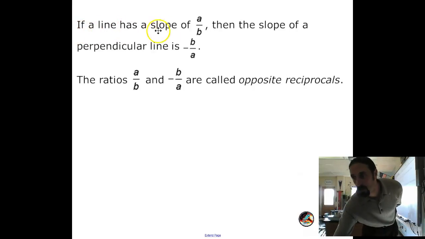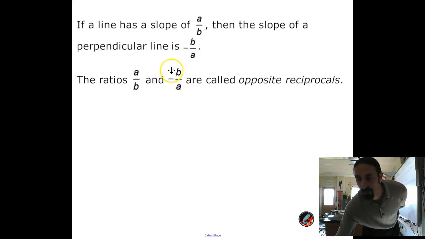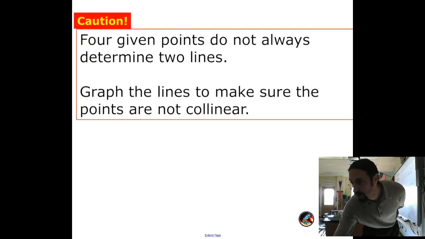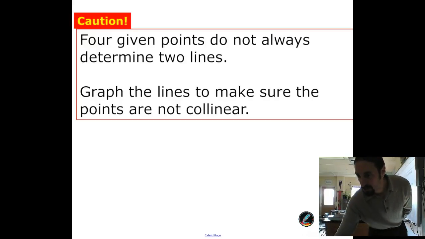So here it is. If a line has a slope of A over B, then the slope of a line perpendicular to it is -B over A. This is called an opposite reciprocal. Again, it's not true for a vertical and a horizontal line, because the slope of a vertical line is undefined and the slope of a horizontal line is 0. The next thing we need to do is look at given points to figure out if the lines are parallel, perpendicular, or neither.